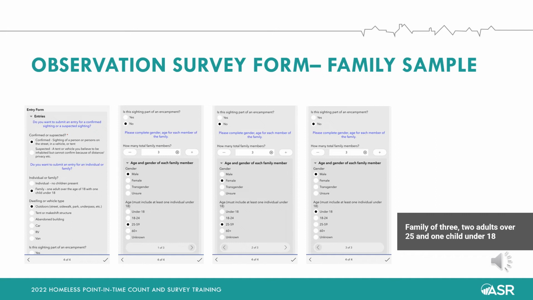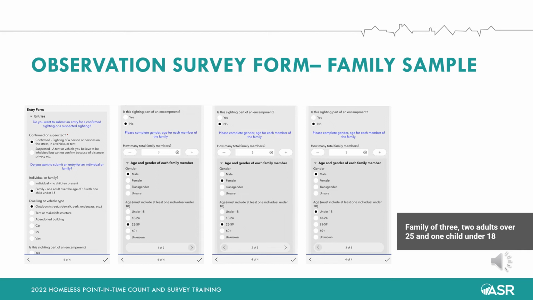In the next example, you observed a family of 3 that included 2 adults over the age of 25 and 1 child under the age of 18 on the street. You start by filling in the bubble that says confirmed under confirmed or suspected. Next, you would bubble in family under individual or family. Under dwelling or vehicle type, you would bubble in outdoors. Under is this sighting part of an encampment, you would bubble in no.